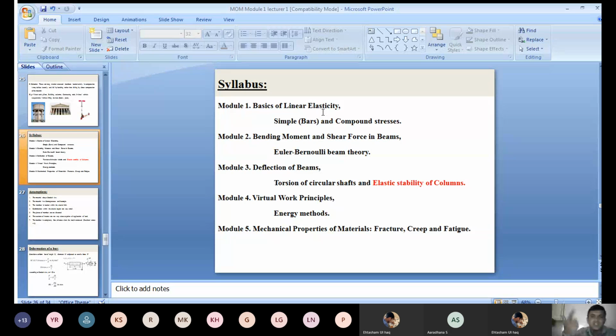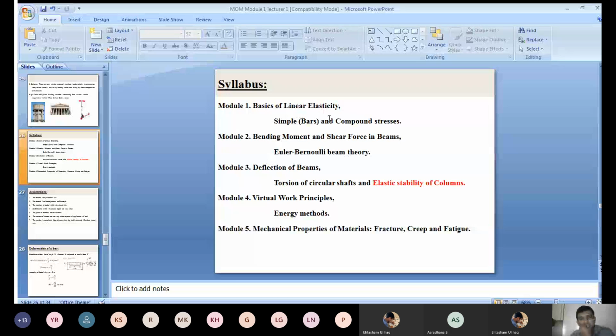Other stresses also exist. One is bending stress, which may be tensile or compressive. Second is twisting or torsional stress, which is a shearing stress. One more is bearing stress: when one component is placed over another, the bottom component bears the load of the top component. That is called bearing stress. We already discussed the types of stresses.